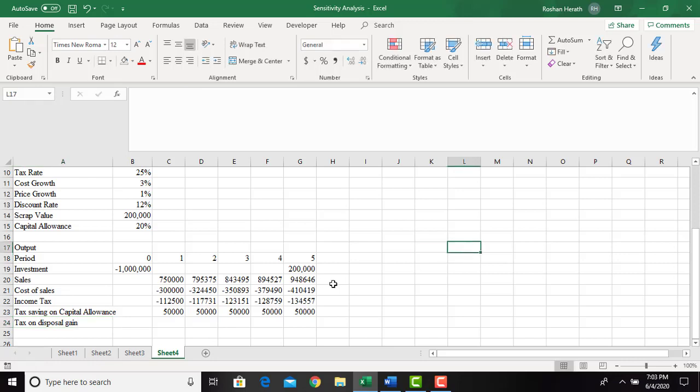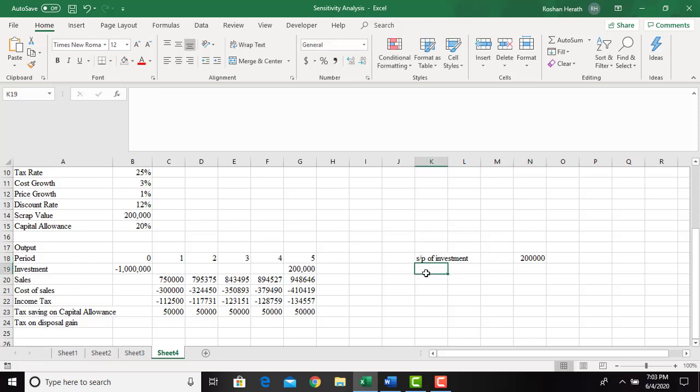So in this question you can see that at the end of the project you can sell this investment for, so the selling price of the investment is how much you can sell this investment for. The question says that it is 200,000, right?